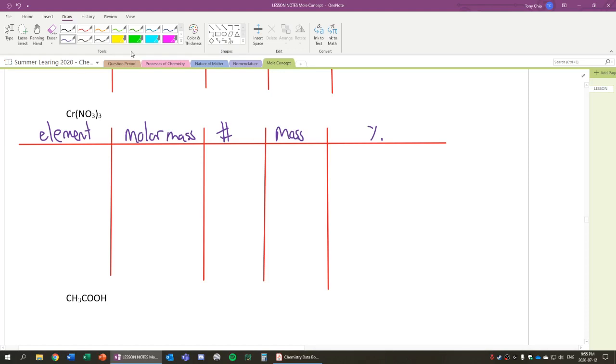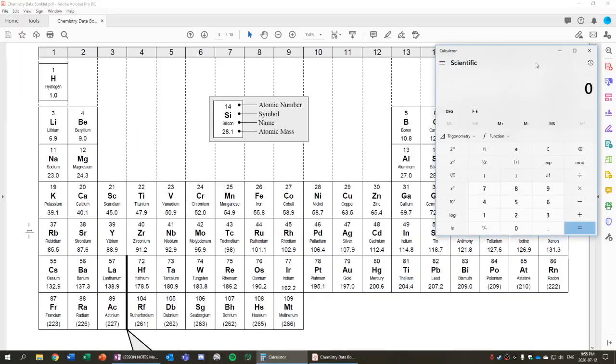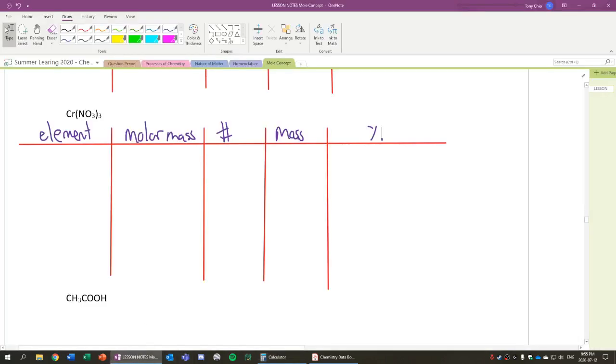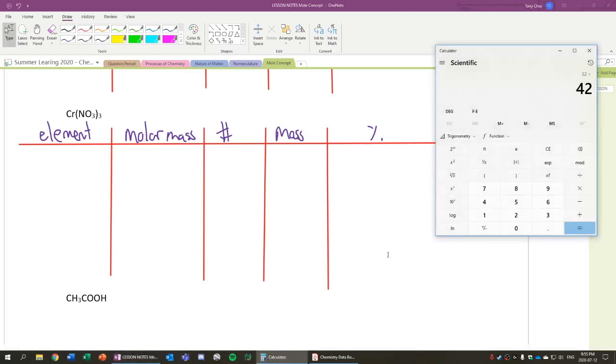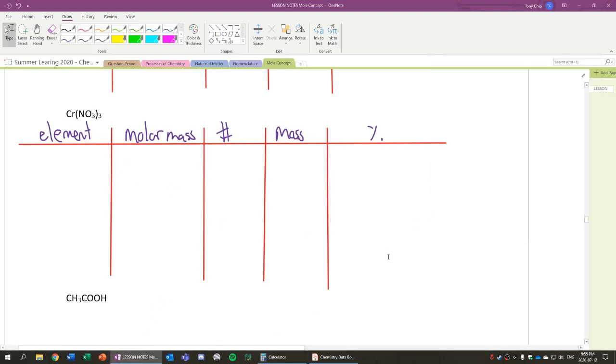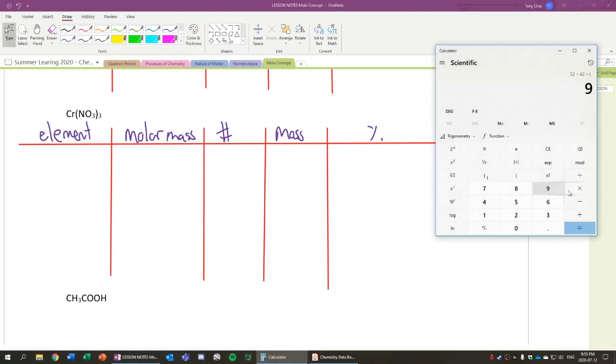So what is the total molar mass of Cr(NO3)3? Well, let's take a look. We have Cr, chromium, which is right here. That's 52. Then we have our next element, which is 3 nitrogens, which is 42. And then we have 9 oxygens. So 9 times 16, the mass of oxygen, and we get a total molar mass of 238.